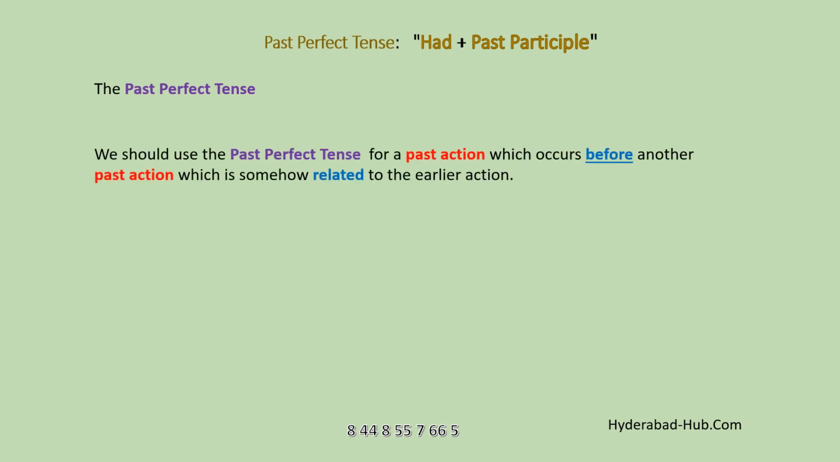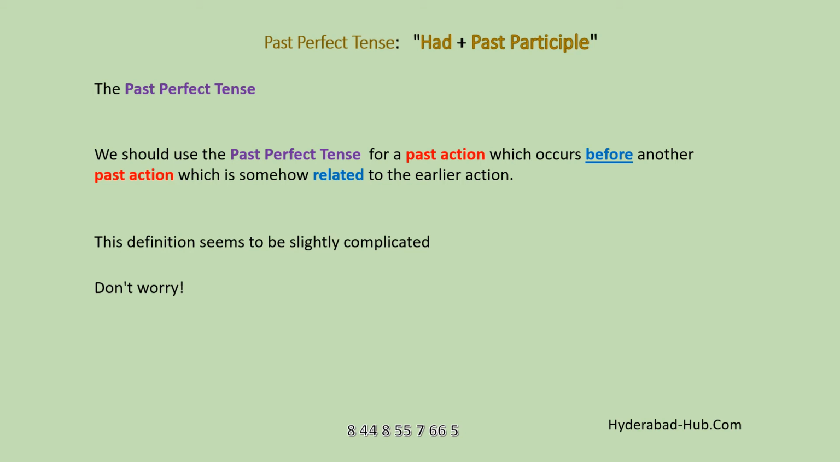Past perfect tense. The verb form is had plus past participle: had done, had seen, had gone, had come, etc. We should use the past perfect tense for a past action which occurs before another past action, which is somehow related to the earlier action. This definition seems to be slightly complicated. Don't worry, I will explain this tense by giving simple examples so that you will easily understand its usage.